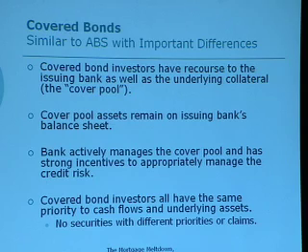Covered bond investors have recourse to the issuing bank as well as the underlying collateral, the so-called covered pool. Covered bond assets remain on the issuing bank's balance sheet, and the bank actively manages the covered pool and has strong incentives to appropriately manage the credit risk. And this is a key difference between this and the standard originate-to-distribute system. The bank is managing the pool and has it in their interest to manage it well. Covered bond investors all have the same priority to cash flows and underlying assets, and none of the securities have different priorities or claims.